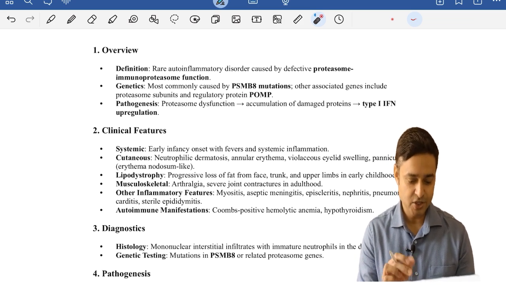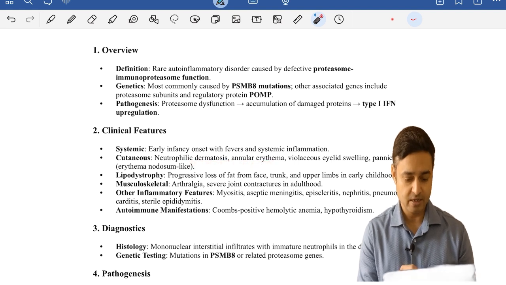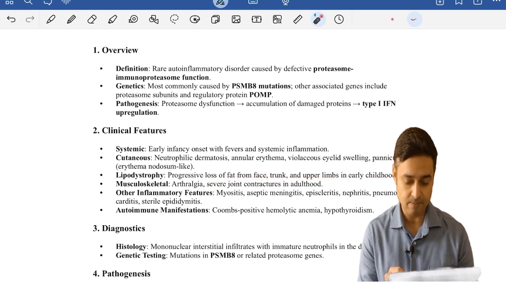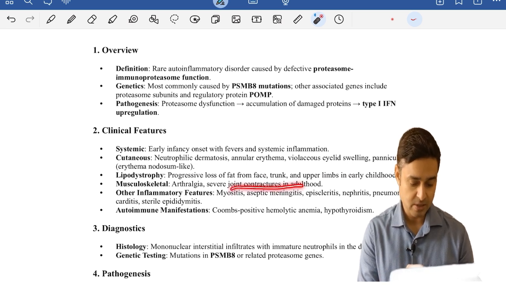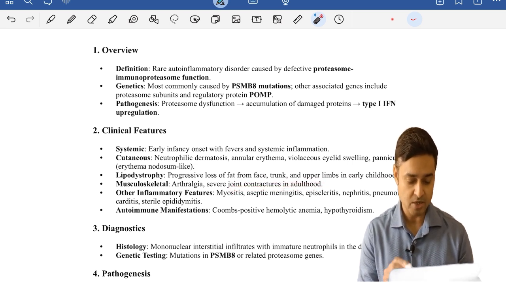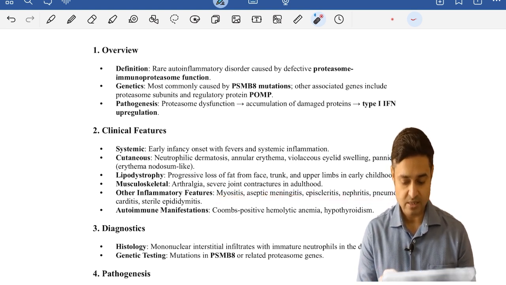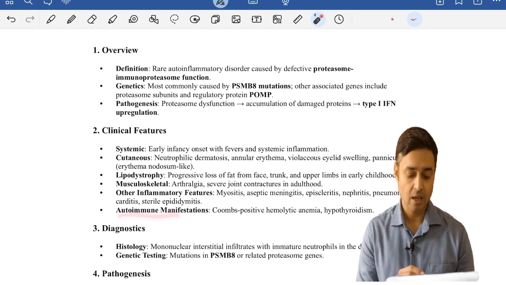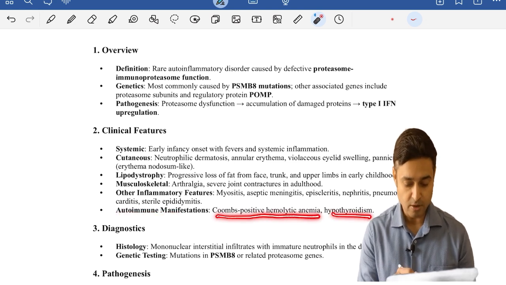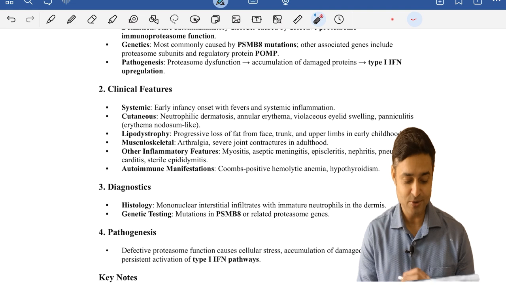Okay, clinical features. This is actually early onset fever with systemic inflammation. Cutaneous features like neutrophilic dermatosis, annular erythema, eyelid swelling, panniculitis. Lipodystrophy is progressive loss of fat from face, trunk and upper limb in early childhood. Musculoskeletal: arthralgia, severe joint pain, contractures in adulthood. Other inflammatory features like myositis, aseptic meningitis, episcleritis, nephritis, pneumonitis. Autoimmune manifestations like Coombs-positive hemolytic anemia, hypothyroidism.